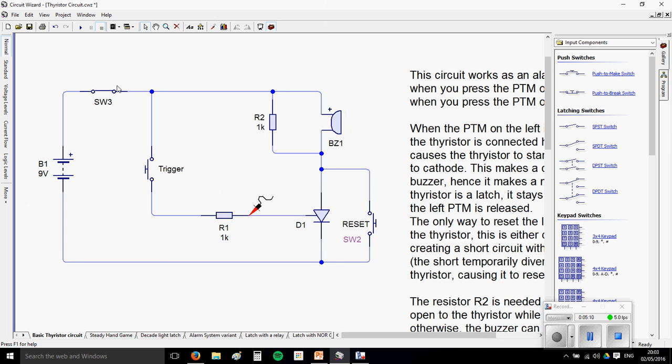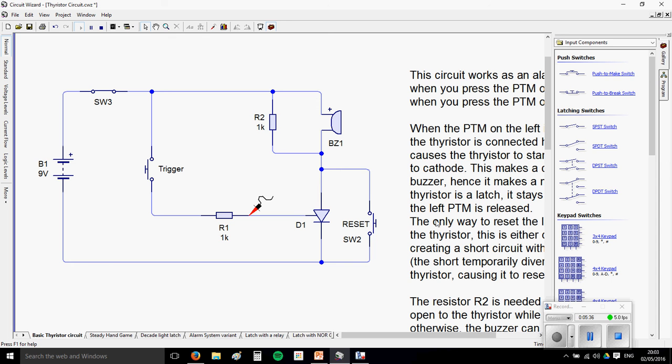So, anyway, this is the circuit. This is what it does. Very, very easy, really. I'll press play. Nothing happens at the moment. If I press this button here, the buzzer comes on. If I let go of the button, the buzzer remains on. That is the crux of all of this. It's a latch. This little guy here, the Thyristor, has caused it to latch on. And if I want to, I can press this button and reset it.